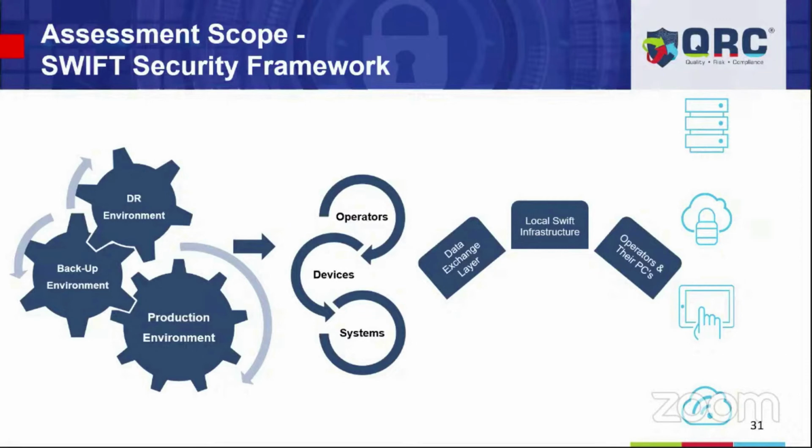So our aim is to protect end-to-end transaction security and data security, right? This is the entire scope of the assessment. The production environment has to be there, including the operators, devices, systems, the people, process and technology, with respect to the local Swift infrastructure, operator PCs, and data exchange layers. So this is what is under our scope.